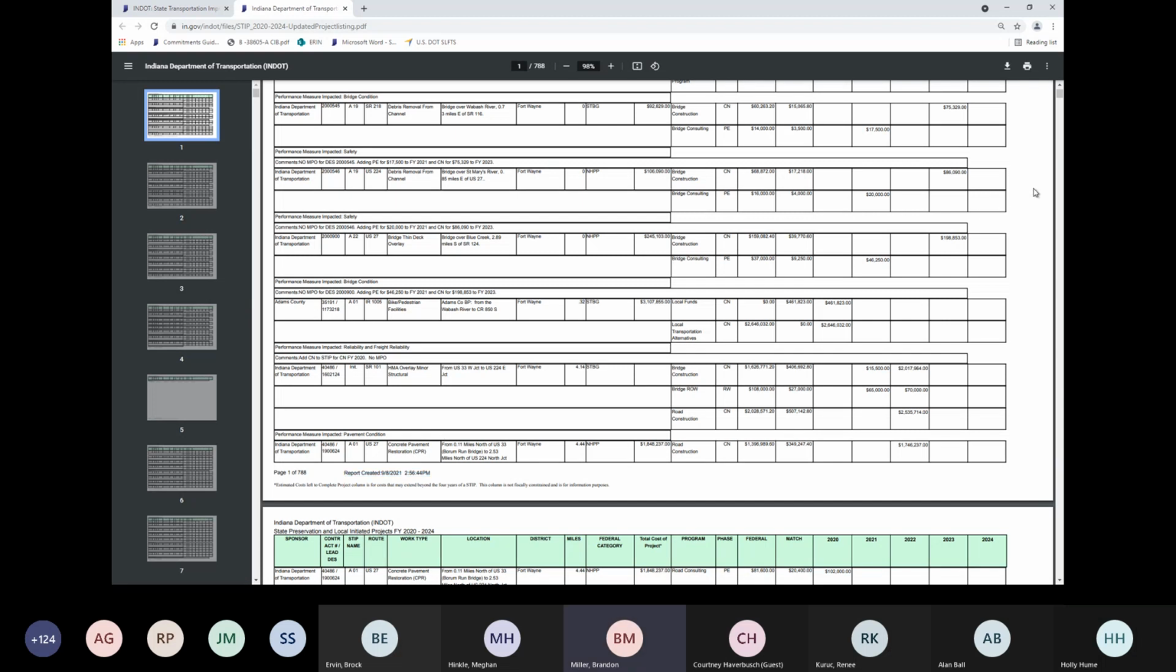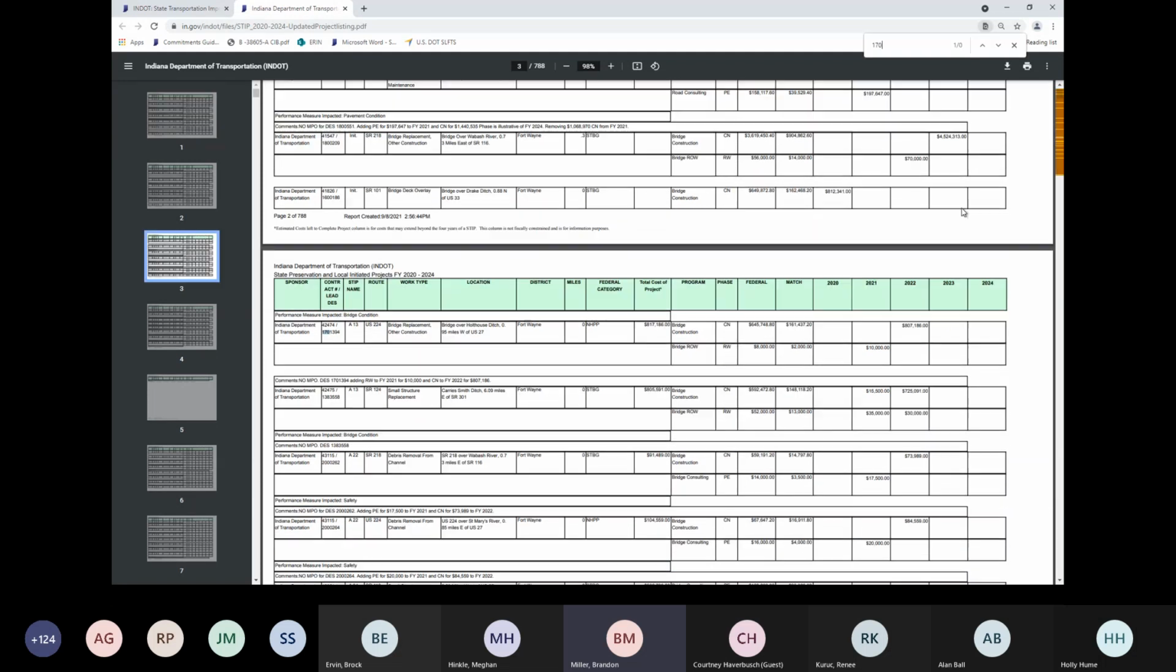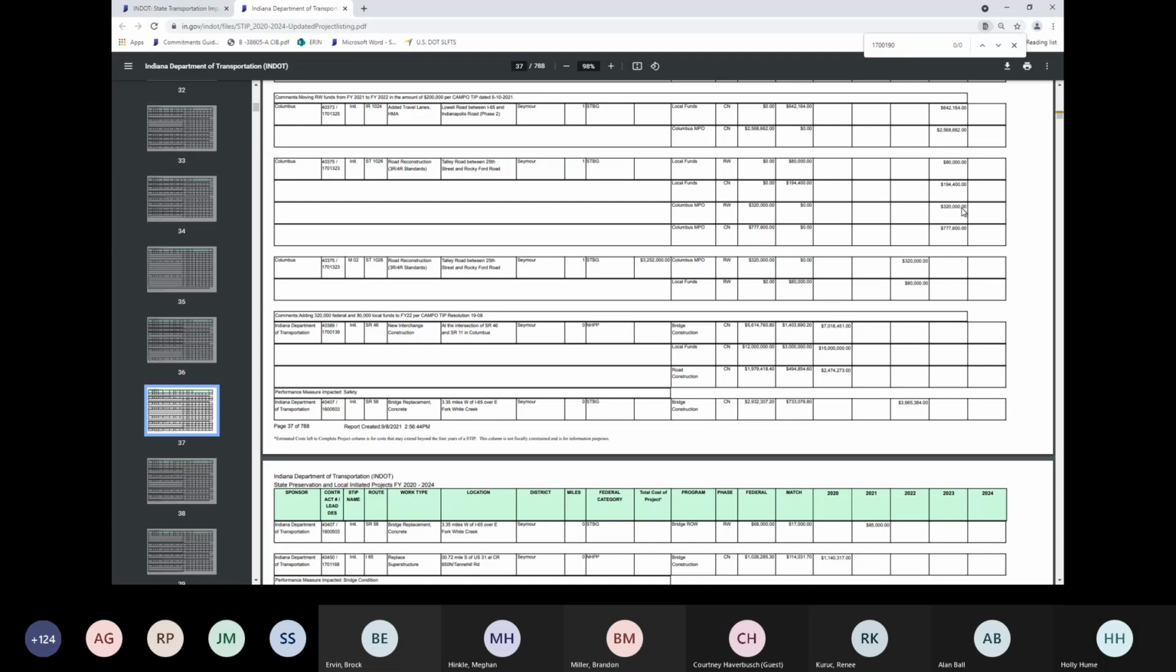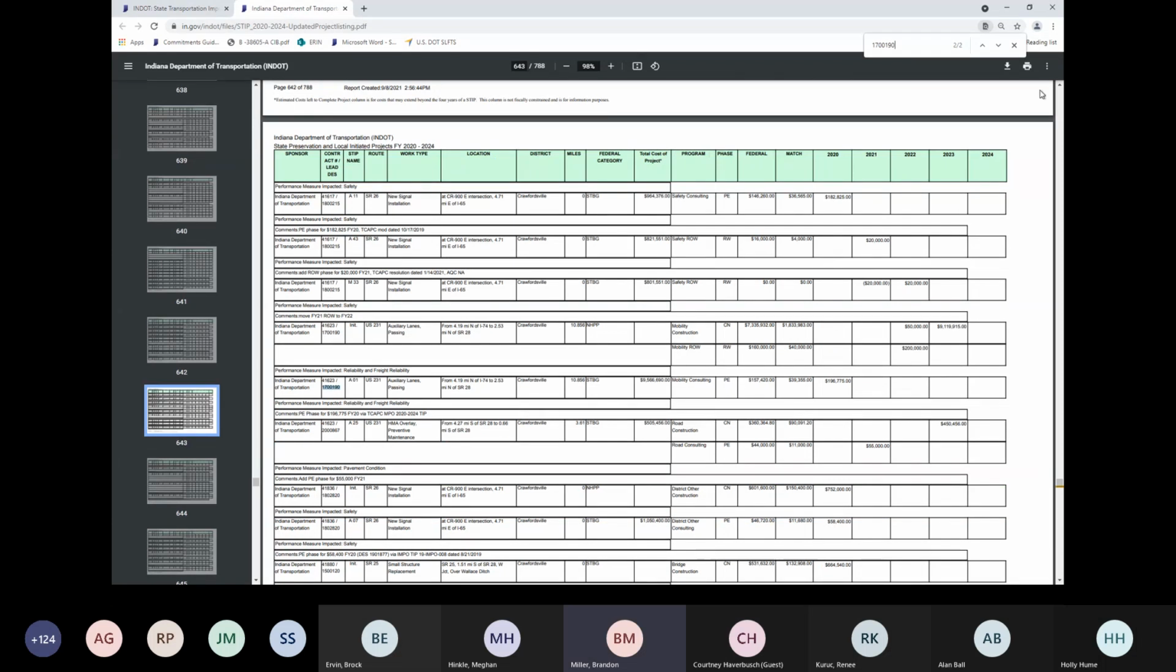So when it comes down to how exactly I find things, I just do a quick search and it will pop up and it will highlight what it is. So in this case, I just pulled up this auxiliary passing lane project. It came up twice, once here, once here.